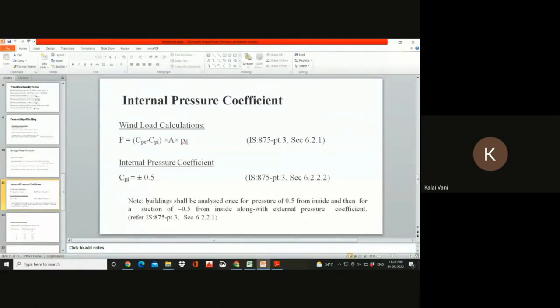For this CPI, your buildings have to be analyzed for a pressure of plus 0.5 from inside the building, and from outside the building you have to consider minus 0.5. So it is considered as plus or minus 0.5, right? Inside the building the coefficient is plus 0.5, and minus 0.5 is for the outside, because it will have a pulling effect. Both plus and minus we need to take into account. So we will have two equations. If plus CPI, what is the value of F? And if you use minus CPI, that is minus 0.5, what is the value of F? Out of which, the maximum F we will use for the load analysis.